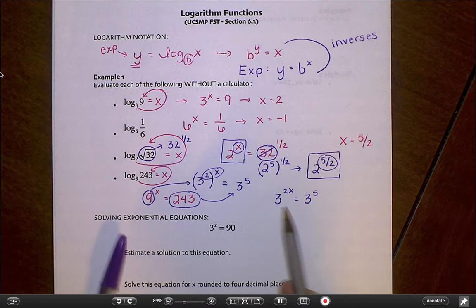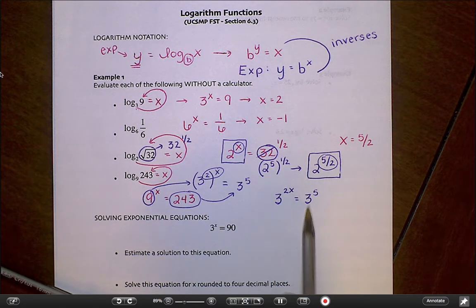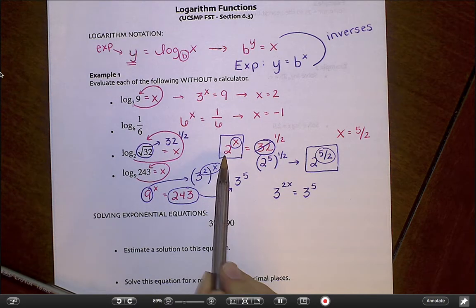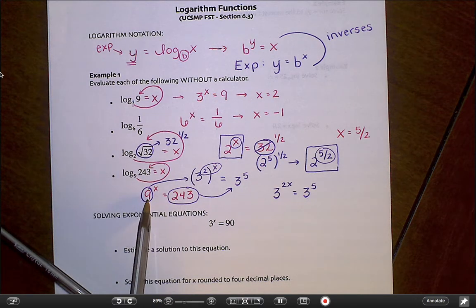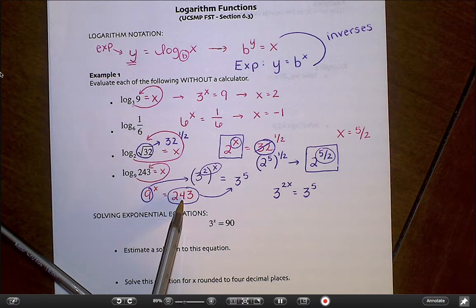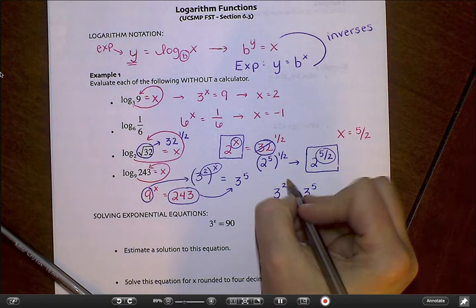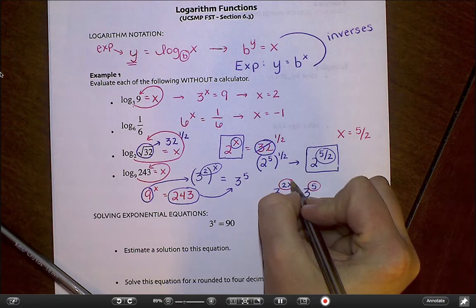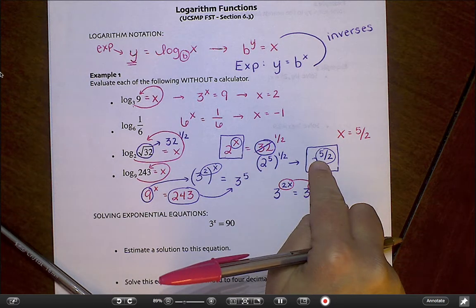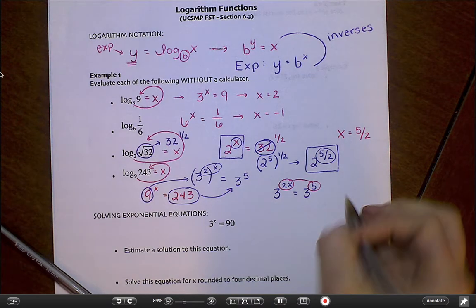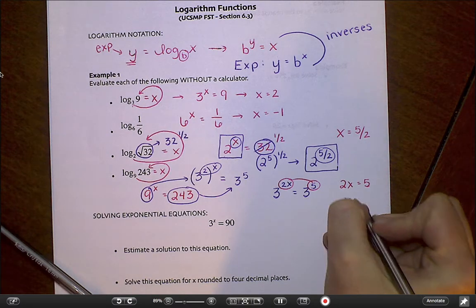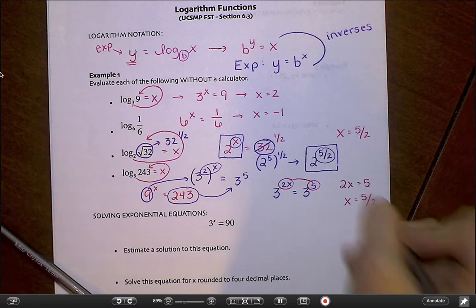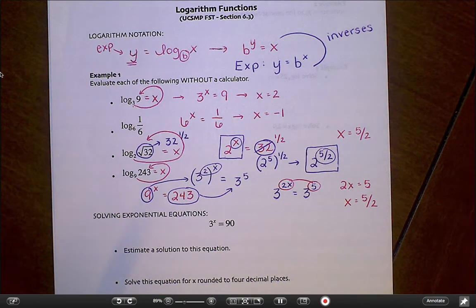So I rewrote them so that they have the same base on the bottom, okay? Which is essentially what I did here too, is this had a base of 2, so I rewrote this one so it had a base of 2. This time I recognized that both of these were powers of 3, so I wrote this as 3 squared and I wrote this as 3 to the 5th, okay? Once I've got it in that form, I can say, well then, 2x must equal 5. Just like here, I said x must equal 5 over 2. Okay? This gives me a little mini equation to solve. 2x equals 5. And then when I solve for x, I also get x equals 5 over 2. Otherwise known as 2.5, correct?